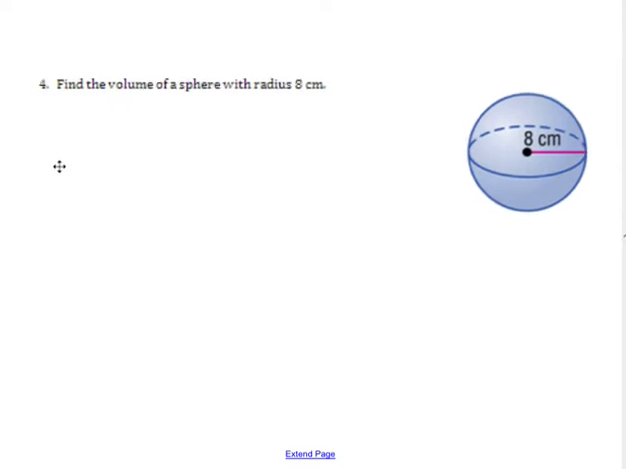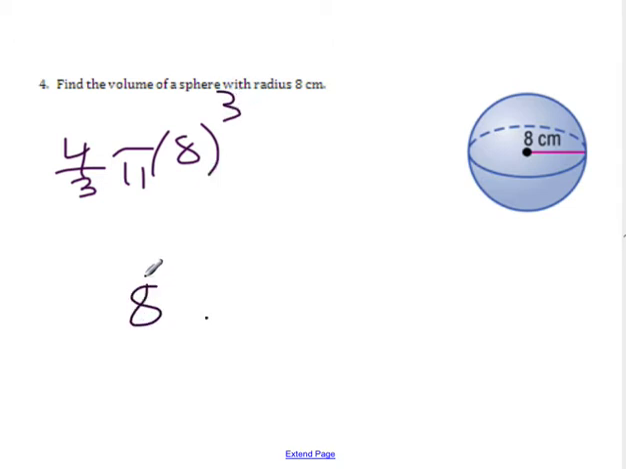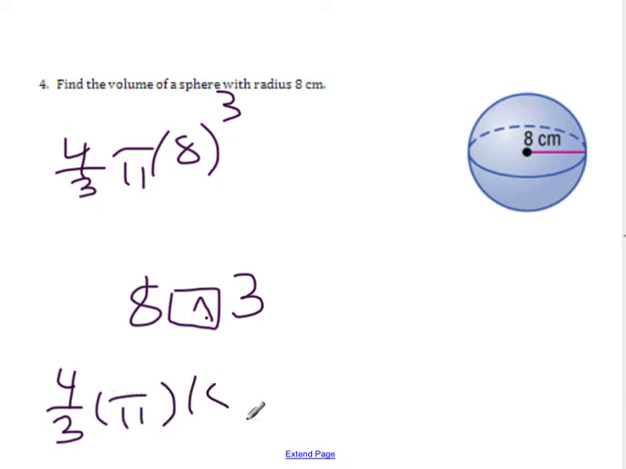Now remember that volume is 4/3 times pi times the radius cubed. So the radius is 8, and then we're going to raise it to the 3rd power. So when you type that into your calculator, what you're going to have to do is 8, and then there's a little key that looks like this. That's how you get an exponent, and then you're going to have to put in 3. That's how you're going to get the volume. So we're going to do 4/3 times pi times 8 to the 3rd power.